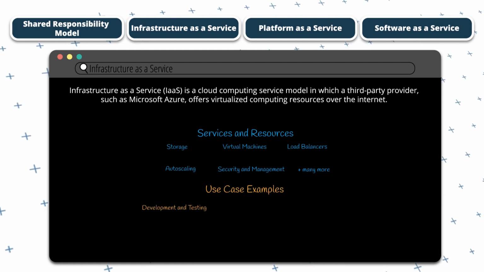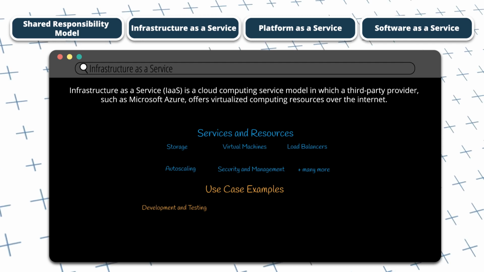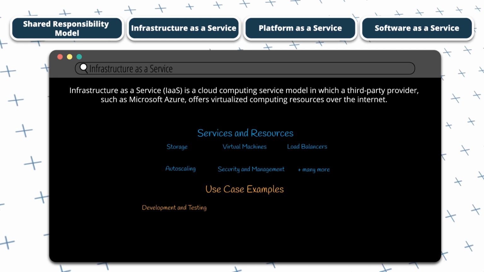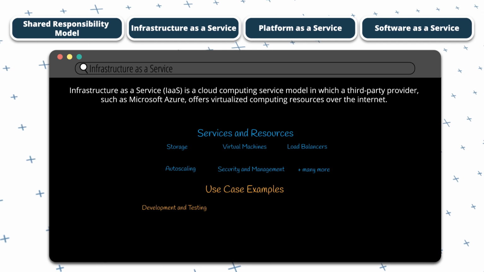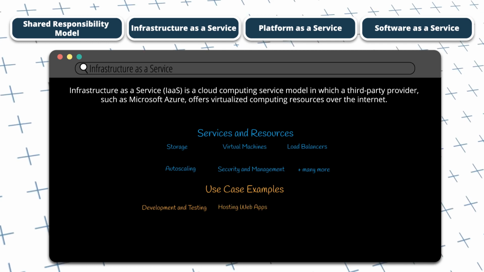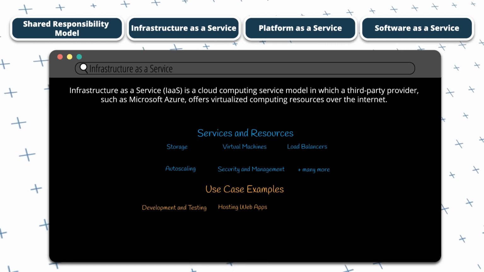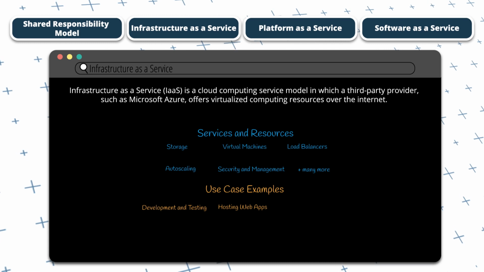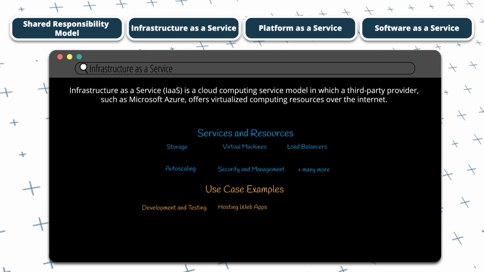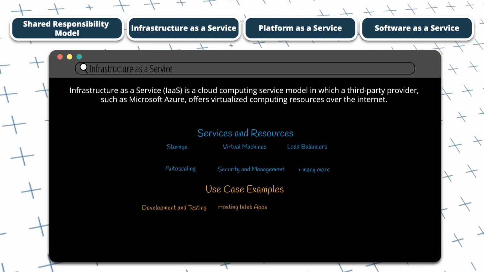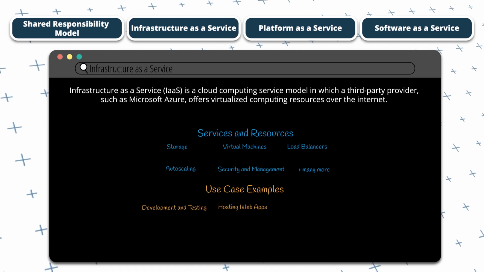With infrastructure as a service, you're able to quickly create and deploy virtual machines with the necessary development tools and environments, without having to worry about managing the underlying infrastructure. Another use case could be hosting websites and web applications. Infrastructure as a service can be used to host websites and web applications by providing the necessary computing resources and scalability to handle traffic spikes and growth.